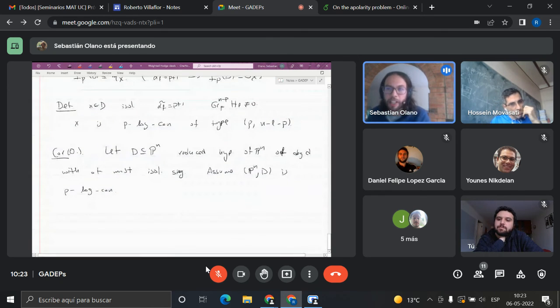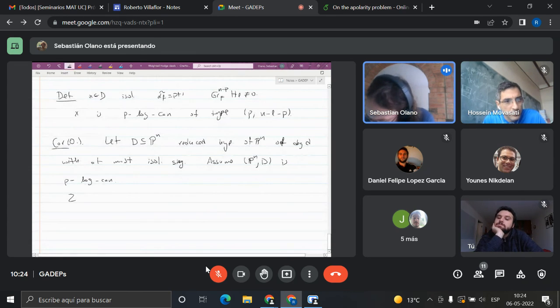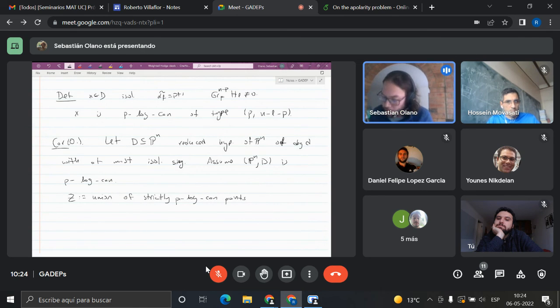Okay, so p-log canonical is a generalization of being log canonical, right? Log canonical was that I_0 was trivial. P-log canonical is that I_p is trivial. So let's say you call Z the union of strictly p-log canonical points. These are the ones where the minimal exponent is p plus 1, and you call Z2 the union of strictly p-log canonical points of type. So the lowest type you can have is (p, p).